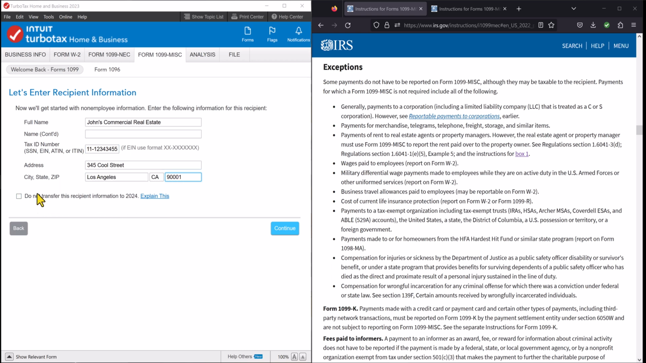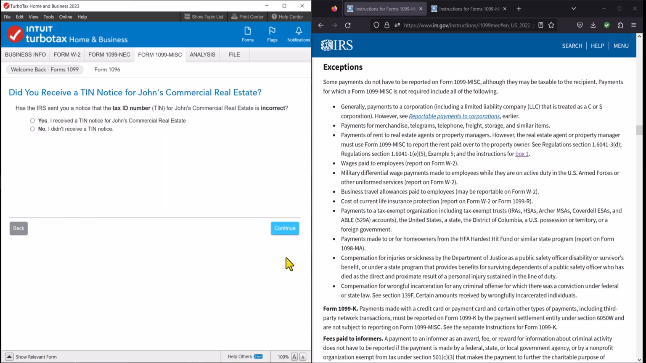If you don't want this information to automatically carry to next year for TurboTax, you can check this box, do not transfer it to 2024. Otherwise, if you still are going to need this next year, then you can just keep this box unchecked. Continue. All right, did you receive a TIN notice for John's Commercial Real Estate?